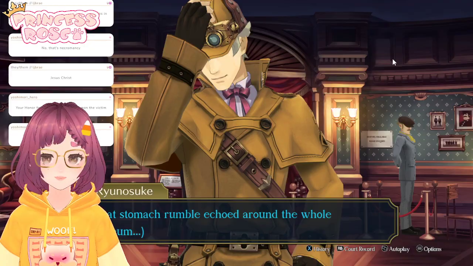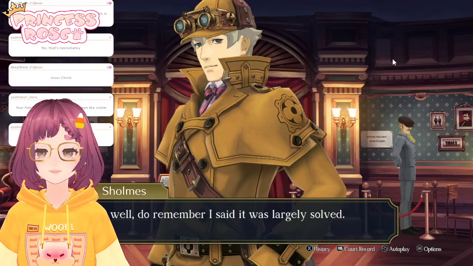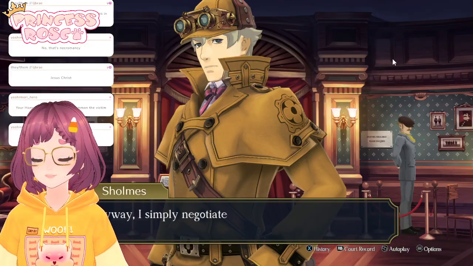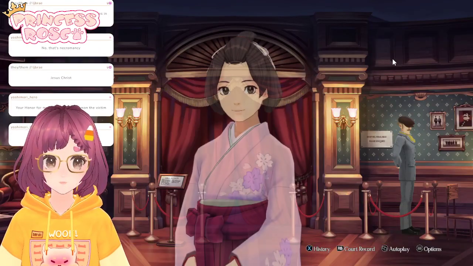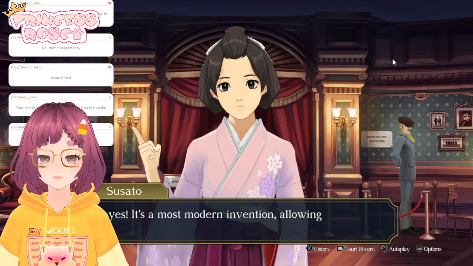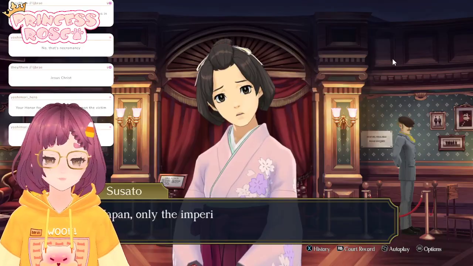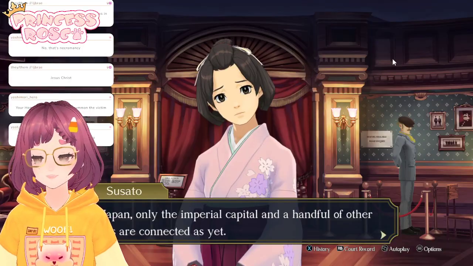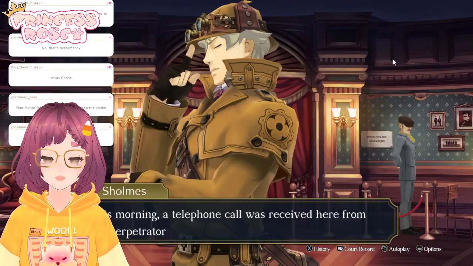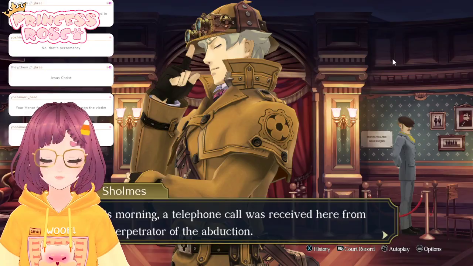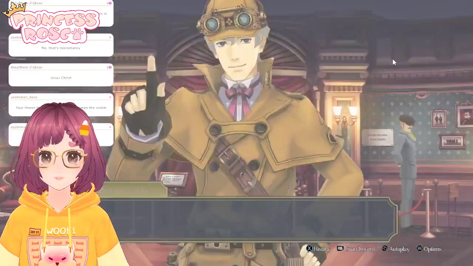That stomach rumble echoed around the whole museum. So, how did you manage to solve it so quickly? Well, do remember I said it was largely solved. Anyway, I simply negotiated with the culprit. Are you familiar with the so-called telephone? Oh yes, it's a most modern invention, allowing you to hold a conversation with people far away. In Japan, only the imperial capital and a handful of other cities are connected as yet. This morning, a telephone call was received here from the perpetrator of the abduction. As such, I was able to negotiate terms, and in the end, the waxwork was returned.